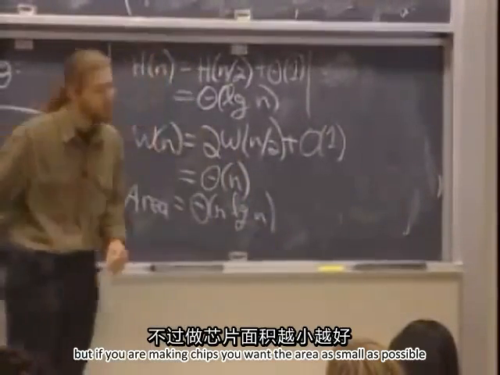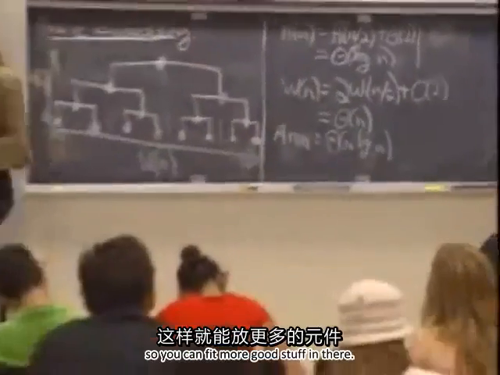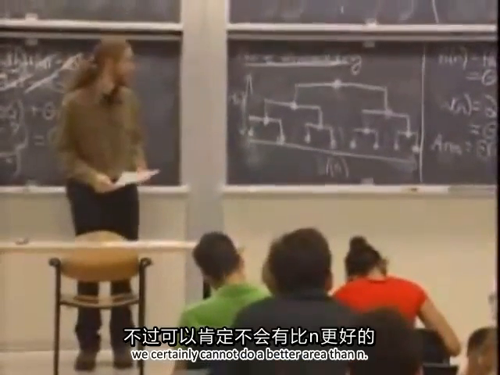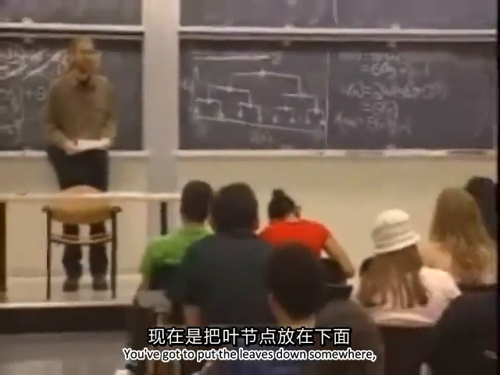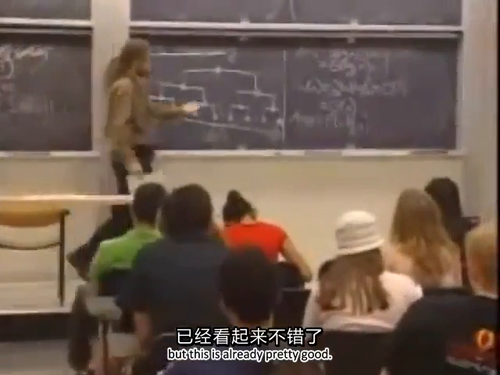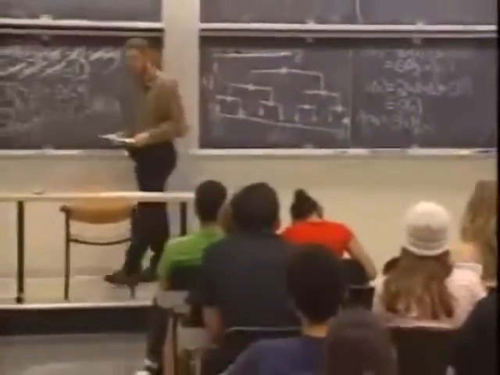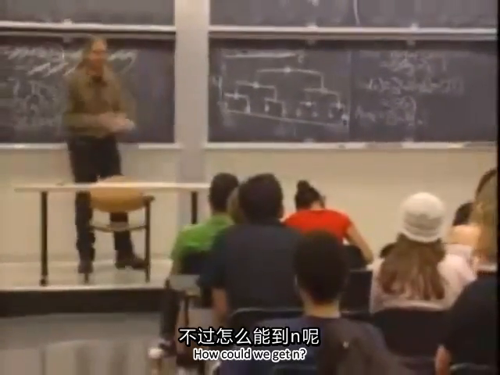But if you're making chips, you want the area as small as possible so you can fit more good stuff in there. So we would like to aim for, well, we certainly can't do better area than n. Got to put those leaves down somewhere. Well, that's already pretty good. It's only a log factor off, but we want to aim for n. Now, how could we get n?